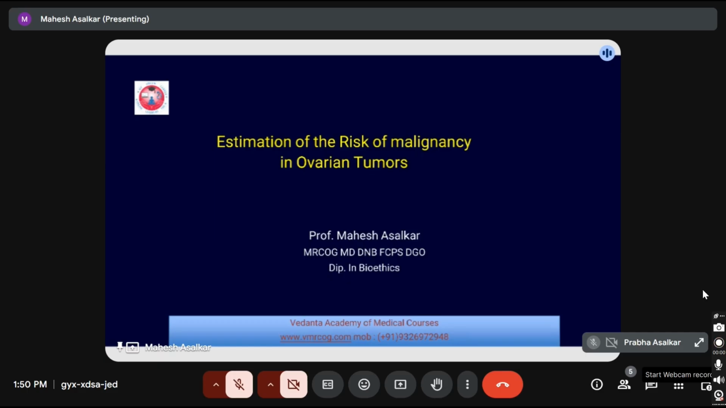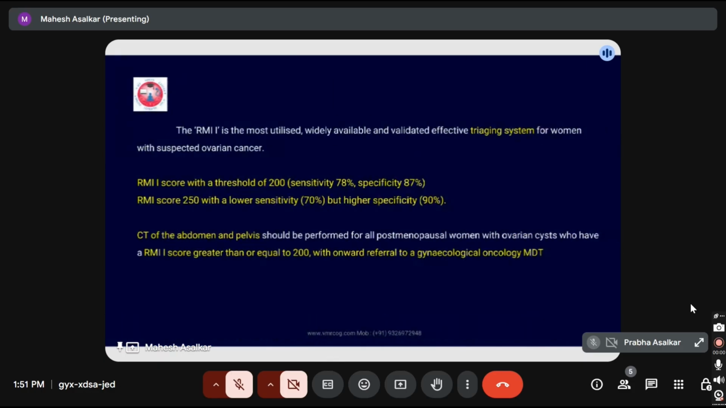So the topic is estimation of the risk of malignancy in ovarian tumors. Not only RMI, but there are other ways of calculating the risk of malignancy, which we will also see. That is, the RMI score is there, then we have OVA1, etc. But the most commonly used one, and important from an examination point of view, is the RMI. The RMI1 is the most utilized and widely available validated effective triaging system for women with suspected ovarian cancer.